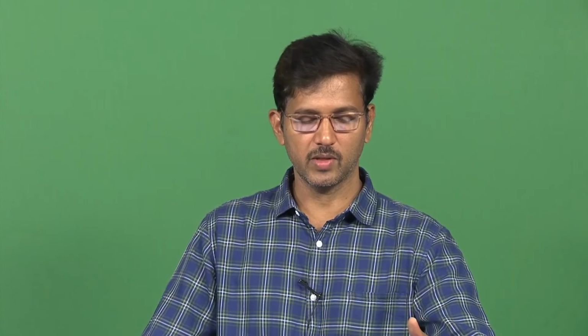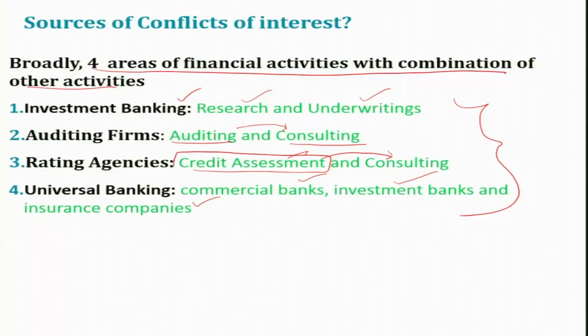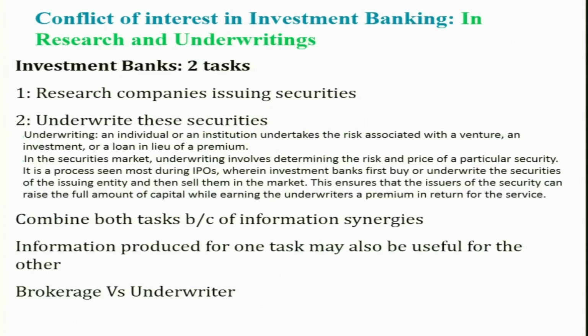That means that the conflict of interest played a major role in the 2007-8 financial crisis. Let us now discuss one by one what are the areas of conflict of interest and how they affect the working of the financial system. So one area of conflict of interest is in investment banking.